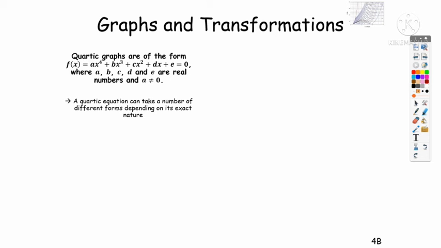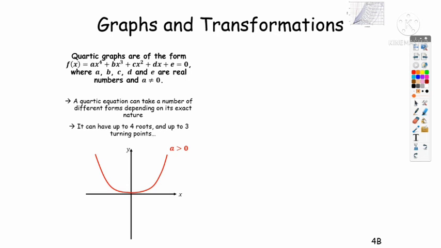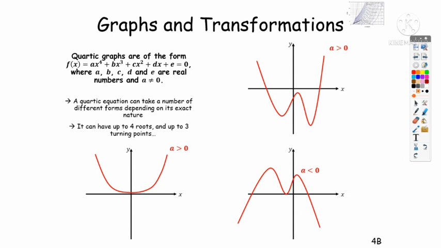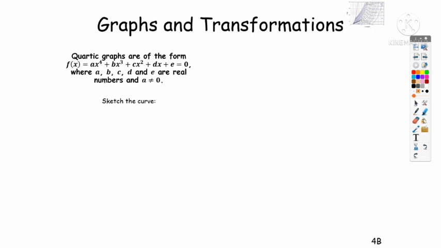So a quartic equation can take a number of different forms depending on its exact nature. It can have up to 4 roots and up to 3 turning points, like so, where a is positive, a is also positive, and a is negative. So I've got many different shapes here. I've got a repeated root here as well.